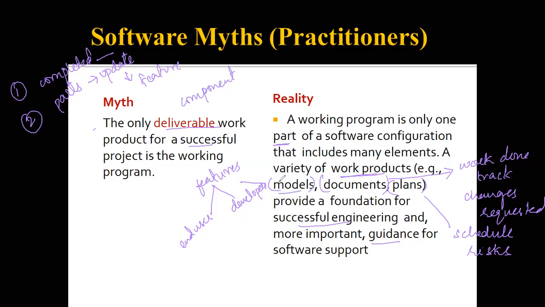When you're creating the model, you get an idea of what needs to be there within the software. When you have the documentation, you have everything noted down. When you have the plans, you identify what are the risks. Then you can also identify how you want to remove or eliminate those risks within the software.